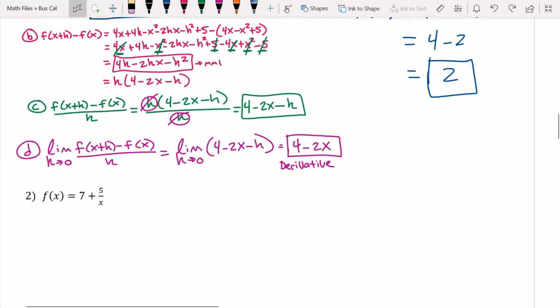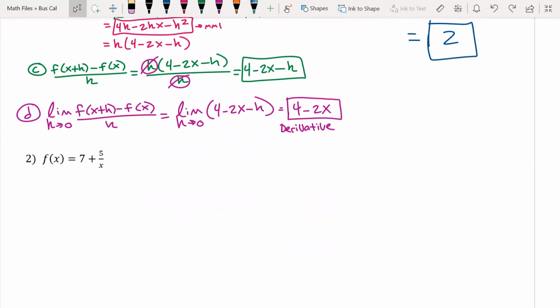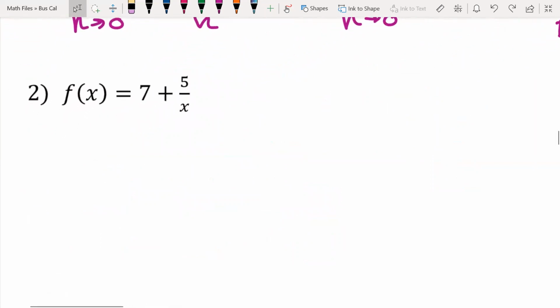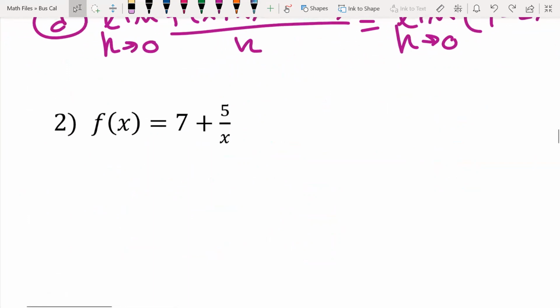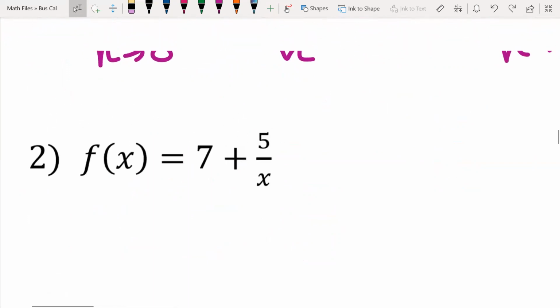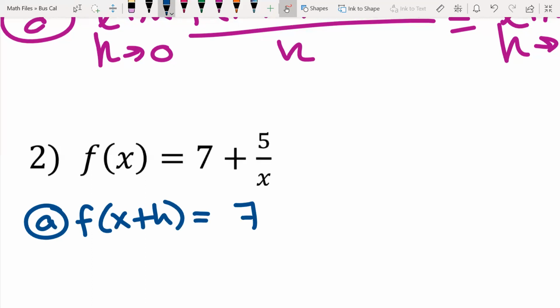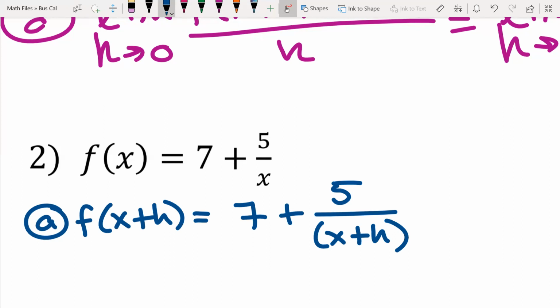We have one more derivative. Well, we have a lot more derivative problems, but these are just straight up derivatives. Okay. So let's do it again. F of x equals 7 plus 5 over x. Let's run through all those steps again. Here we go. Turbo time. A, what is f of x plus h? And you'll get 7 plus 5 over x plus h. And that's it. That's all we can do for step A. Nothing else.